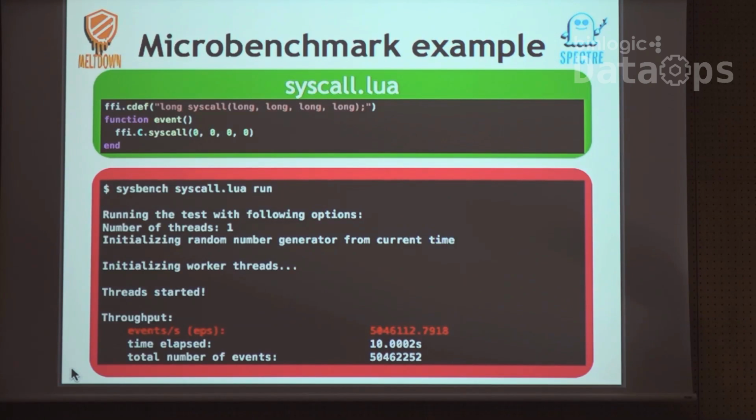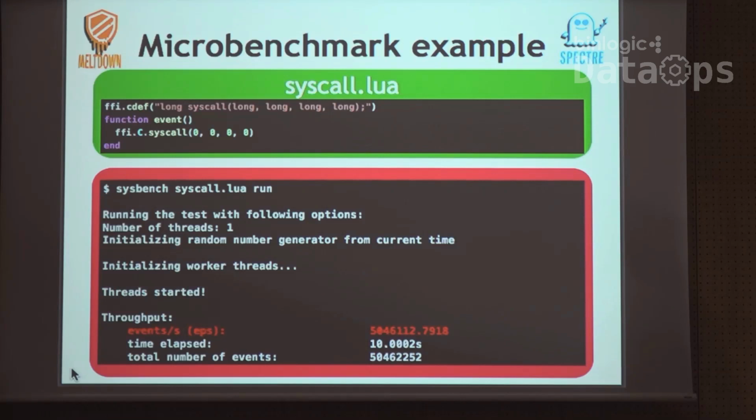And here's a very simple micro benchmark that you can do with Sysbench with just a few lines. It measures the speed of system calls. I'm using the FFI feature provided by LuaJIT. Basically, I declare the syscall function provided by glibc. And then in the event, this benchmark will call that function as fast as it can.